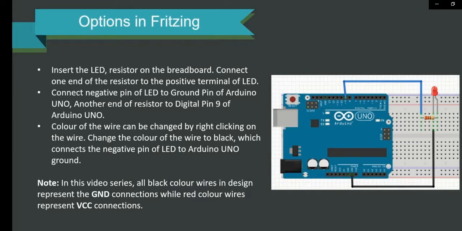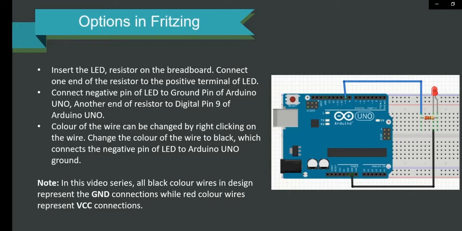Insert the LED and resistor on the breadboard. This is all virtual and you need to just drop it there with your proper movement of the mouse or the mouse pad in the laptop. Connect one end of the resistor to the positive terminal of the LED. Connect the negative pin of the LED to the ground pin of the Arduino Uno. Another end should go to digital pin 9 of the Arduino Uno. You can choose any other digital pin, but we have chosen this and accordingly we have coded it also in the software. It can be any option available in front of you.